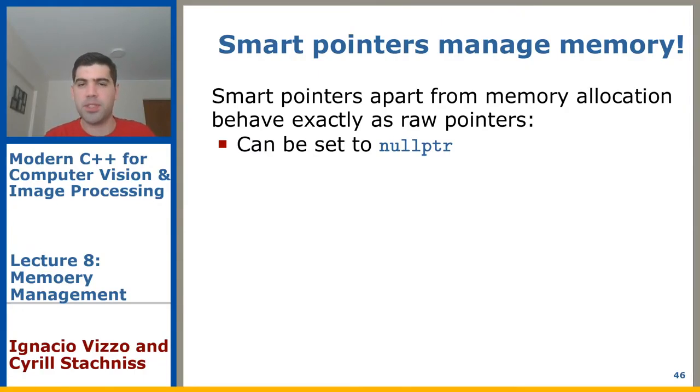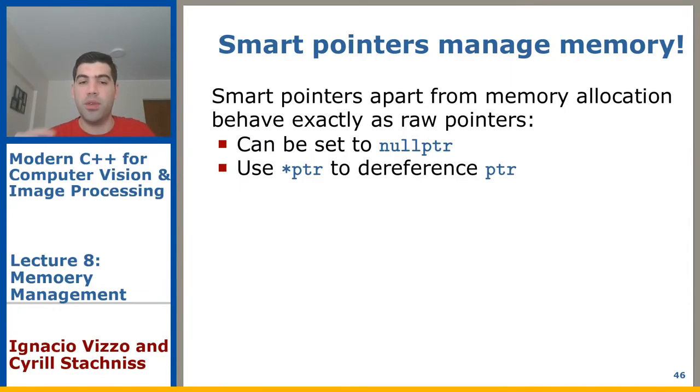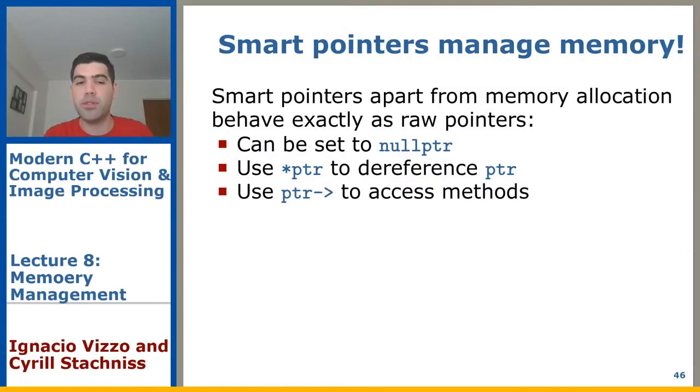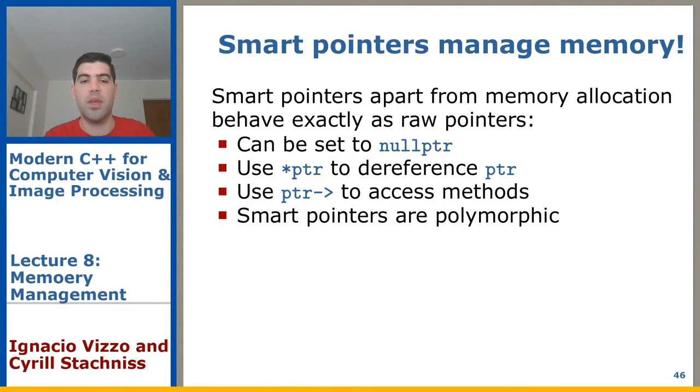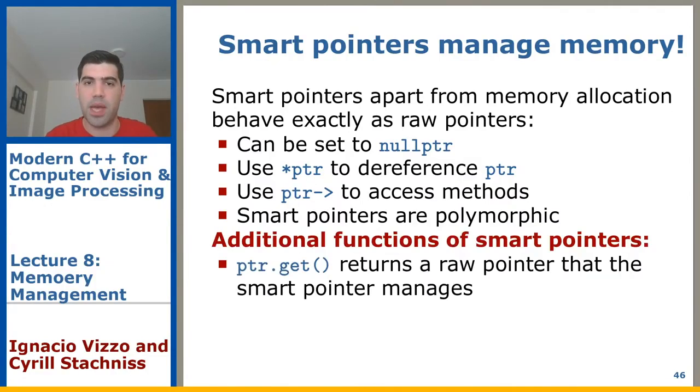So smart pointers, apart from memory management, behave exactly as raw pointers. That's why they're called smart pointers. They're still pointers, so you can use the dereference operator to get what you're pointing to, and you can use the arrow operator to access any methods. The smart pointers are also polymorphic, so you can do the abstract shape example with the vectors as well.